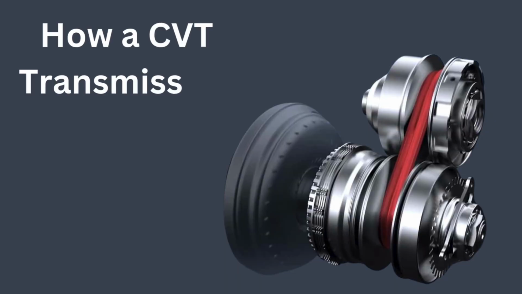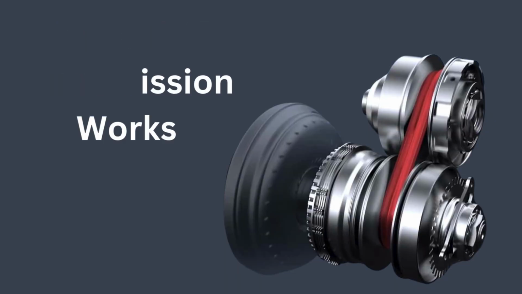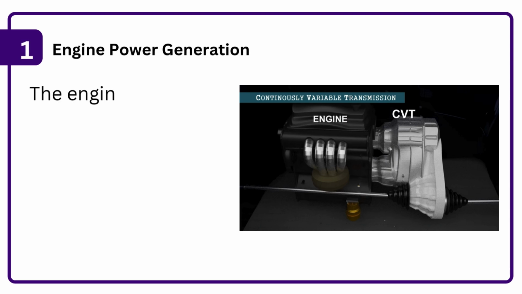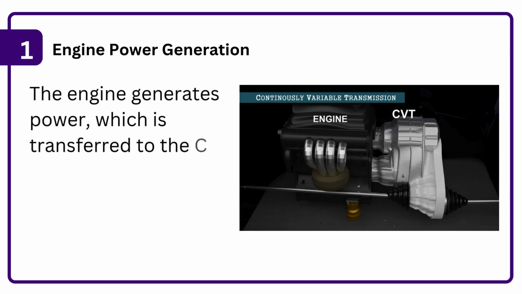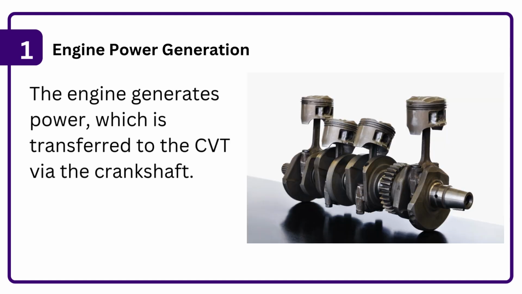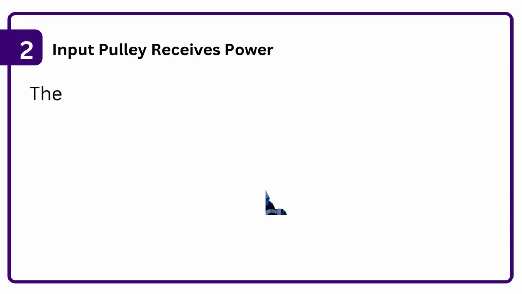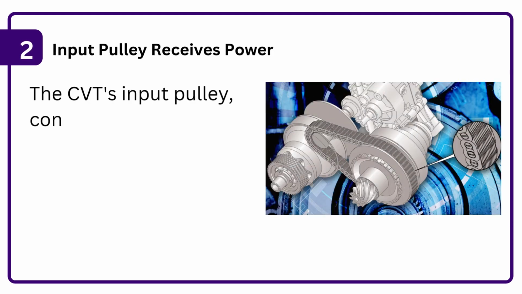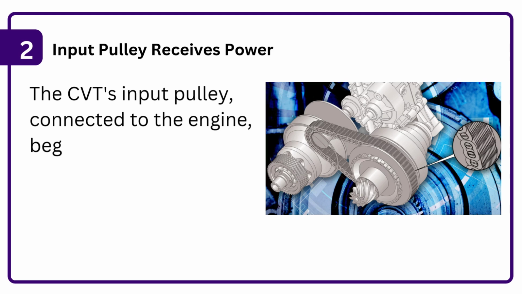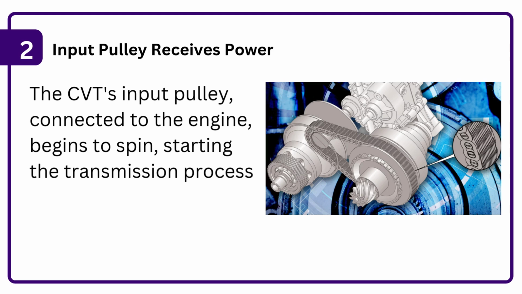How a CVT transmission works. 1. Engine power generation. The engine generates power, which is transferred to the CVT via the crankshaft. 2. Input pulley receives power. The CVT's input pulley, connected to the engine, begins to spin, starting the transmission process.